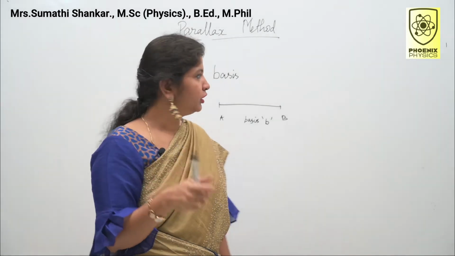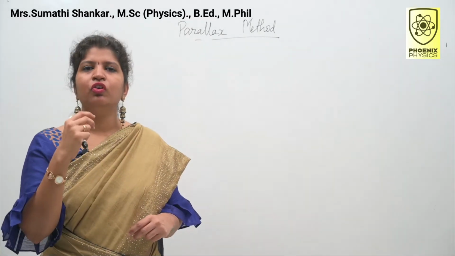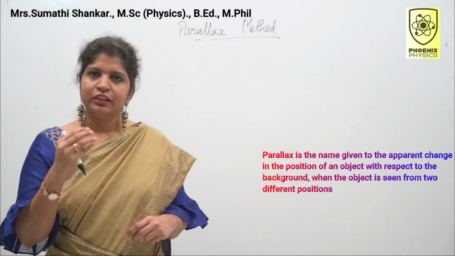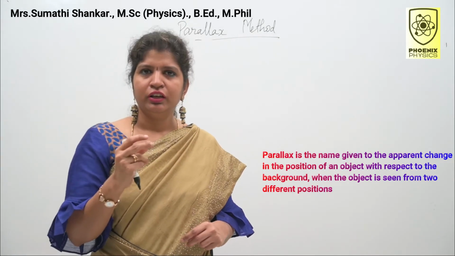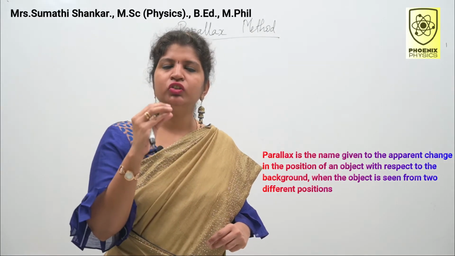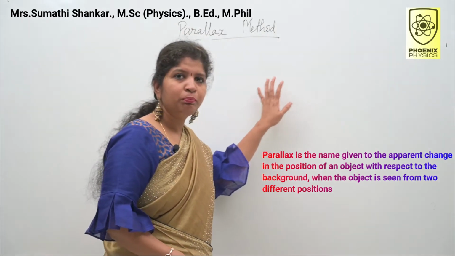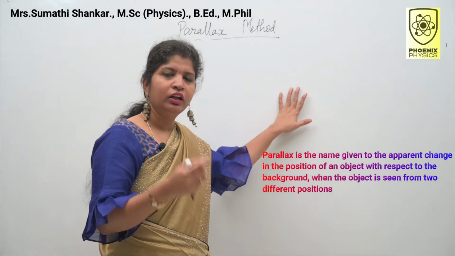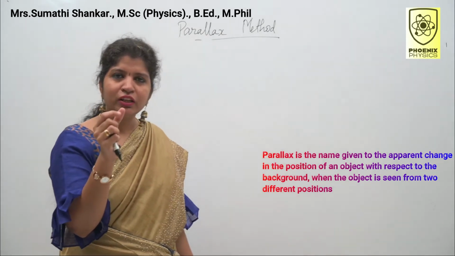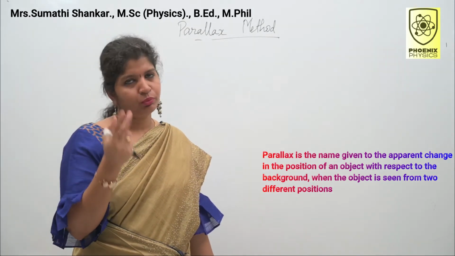Up to this clear? What is the definition of parallax? Parallax is the apparent change in the position of an object with respect to the background when the object is seen from two different positions.